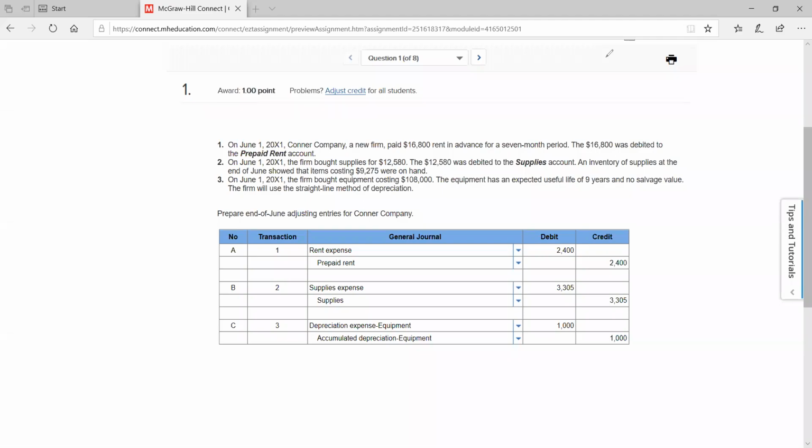All right, let's check out the Chapter 5 homework. This is number 1. We're going to be looking at adjusting entries. We have got 3 of them to deal with. Let's start with the first one.